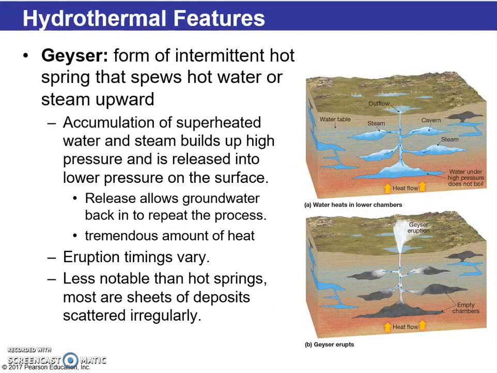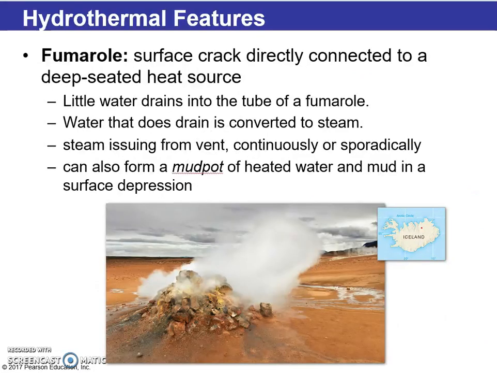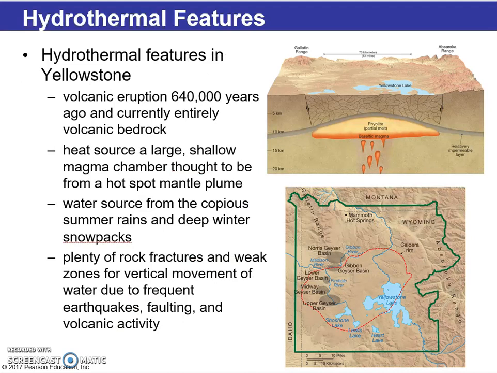Geysers, once again jumping back to Yellowstone, we see quite a bit of that. Geothermal pressure heats up water, which expands and comes to the surface, sometimes forming hot spray, which is a geyser eruption, as we see on the bottom right there. A fumarole is a surface crack directly connected to a deep-seated heat source. So what's different from a geyser? This is more of a crack than an opening or a hole.